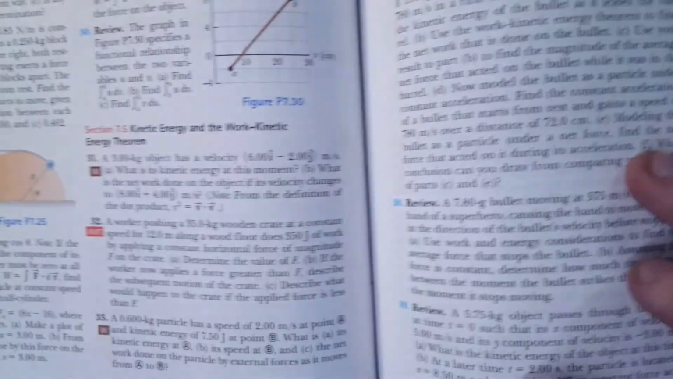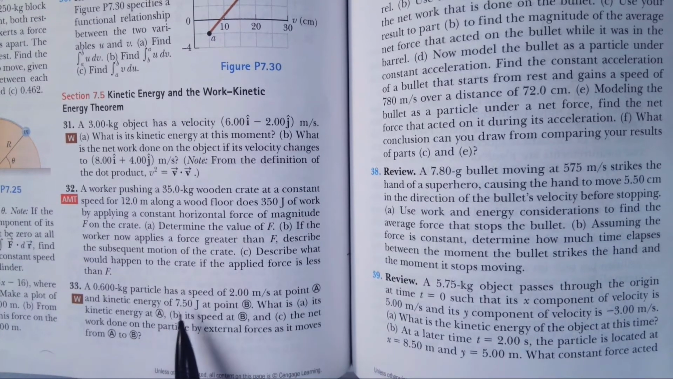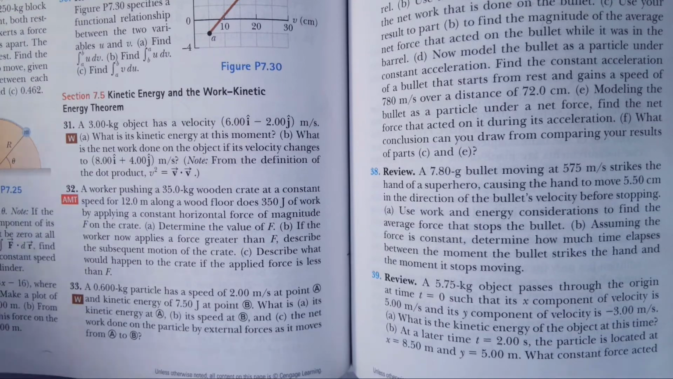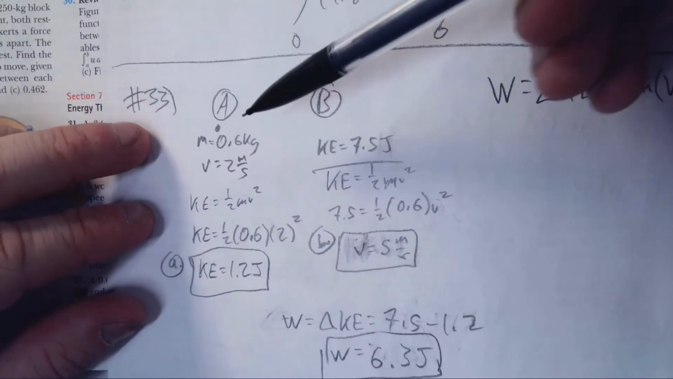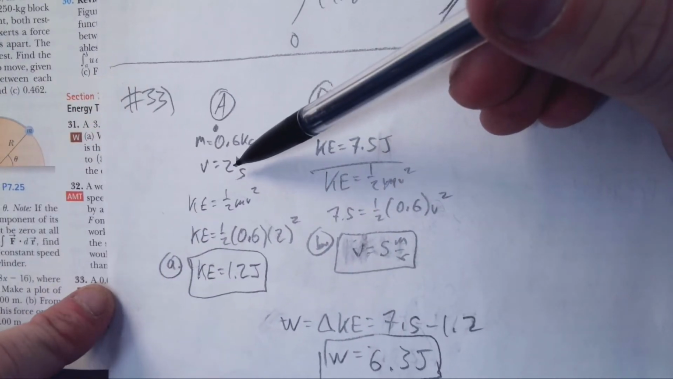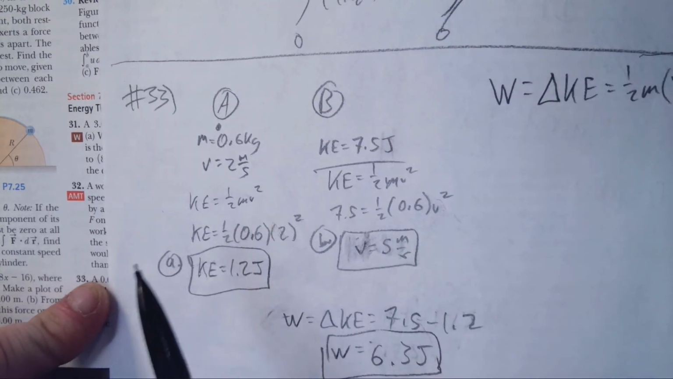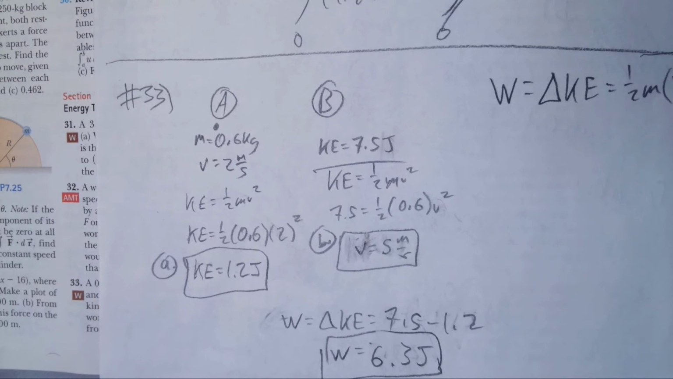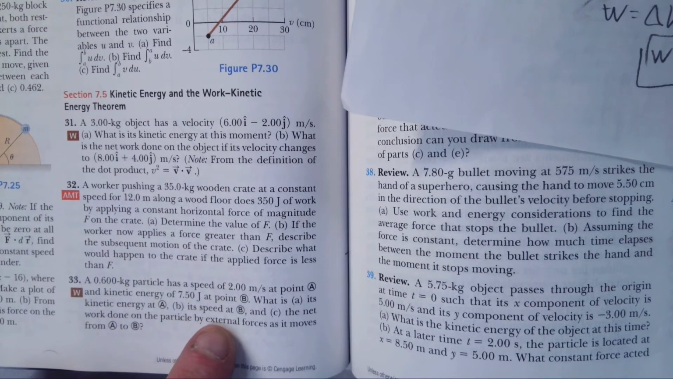33. If you can see here, hold on. A 0.6 kilogram particle has a speed of 2 meters per second at point A and kinetic energy of 7.5 joules at point B. So the picture here that I drew is we have A and we have B. The particle here has a mass of 0.6 kilograms and 2 meters per second. They ask us at point A to figure out the kinetic energy at point A, and that's pretty straightforward. 1/2 times mass times velocity squared. There is 1.2 joules.